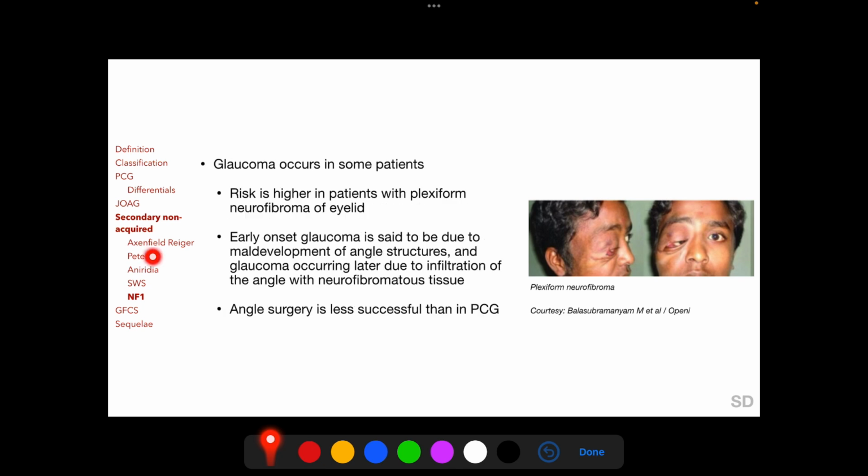But in comparison to the other entities, occurrence of glaucoma in NF1 is much less common, but the risk is higher in patients with plexiform neurofibroma of the upper eyelid, as seen here in this photograph. Early onset glaucoma in neurofibromatosis is said to be due to maldevelopment of the angle structures, and glaucoma occurring later is said to be due to infiltration of the angle structures with neurofibromatous tissue. And angle surgery in neurofibromatosis associated glaucoma is less successful than in primary congenital glaucoma.